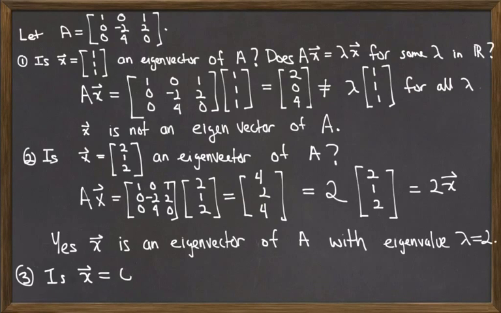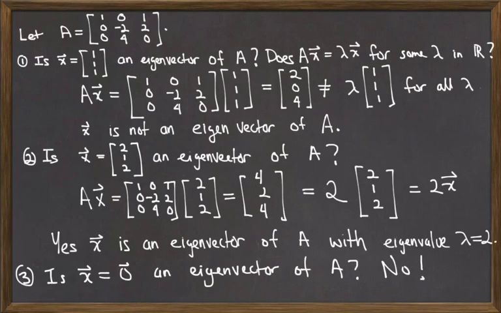Finally, just to reinforce a basic idea, is x equal to 0 an eigenvector of A? And the answer is always no. Eigenvectors by definition are non-zero vectors. We never allow the zero vector to be an eigenvector of a matrix.